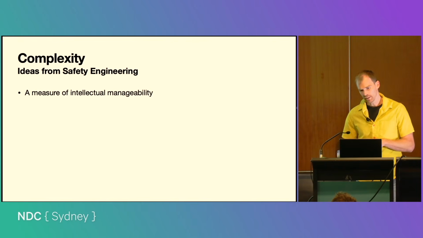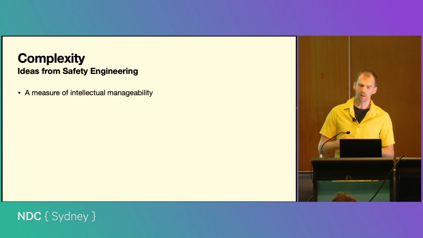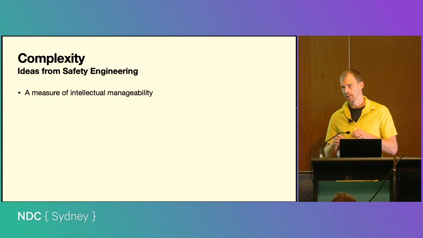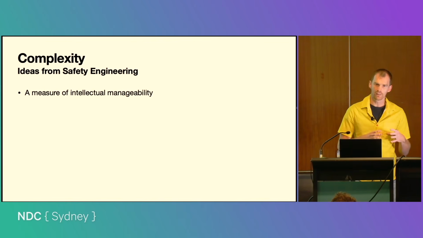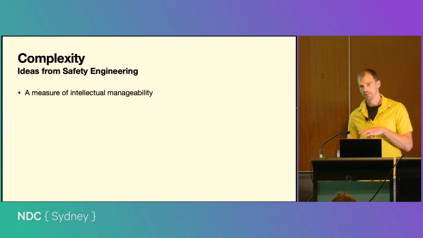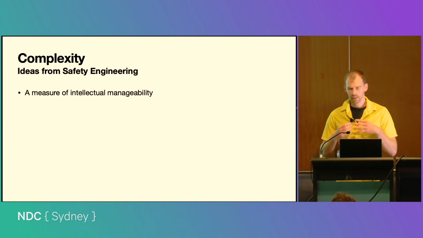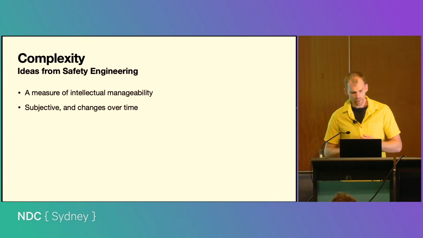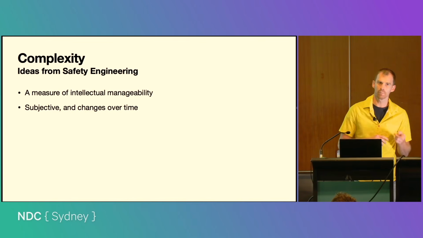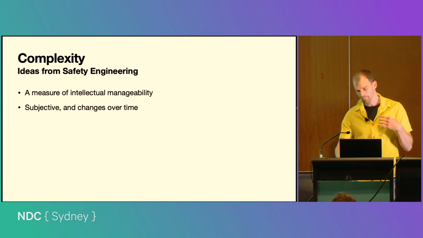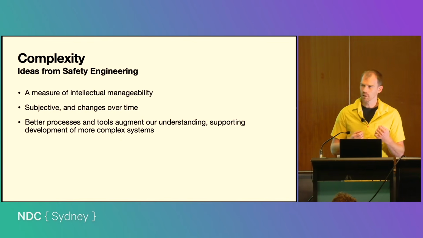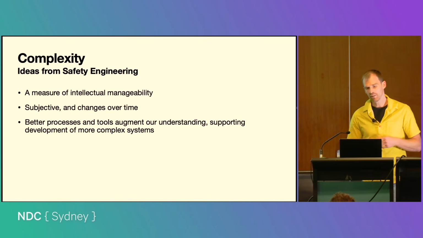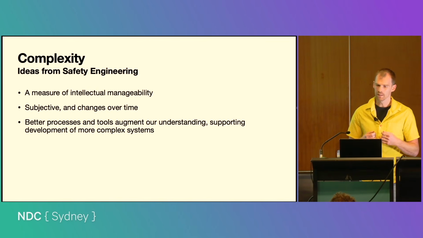So there's a definition of complexity from safety engineering that I really like. It defines complexity as a measure of intellectual manageability. That is, a simple system is easier to understand than a complex system. Anything that inhibits your ability to reason about what your system does increases its complexity. And that also means that complexity is subjective. Different people perceive the same things with different levels of complexity, and our definition of complexity changes over time. So a history of systems could really be thought of as continuously inventing better processes and tools to augment our understanding so that we can develop and operate ever more complex systems over time.